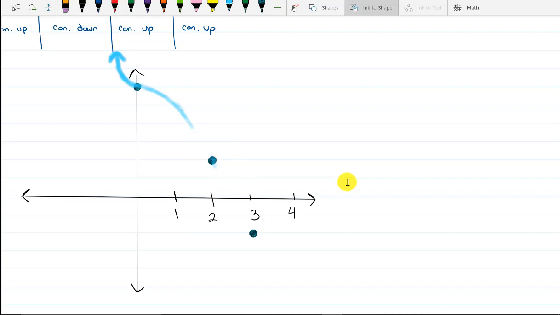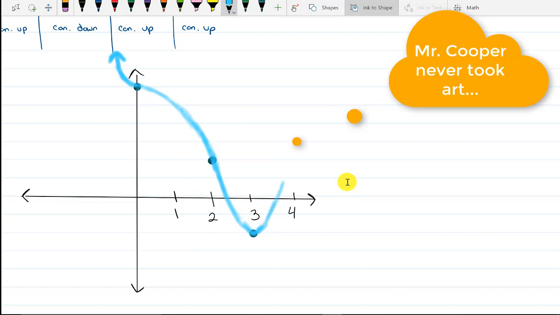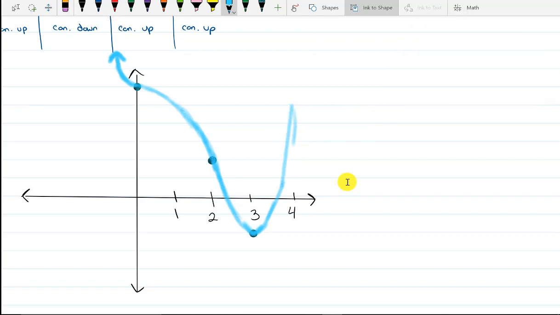So let me just erase this a little bit, make my graph a little more accurate. I'm bent up and then bent down. So I know it looks kind of like a line, but that's okay. And then I stay concave up, but now I start increasing. So this is just one possible graph. It's not perfect, but it's mine. I'm just going to make my points a little more visible.